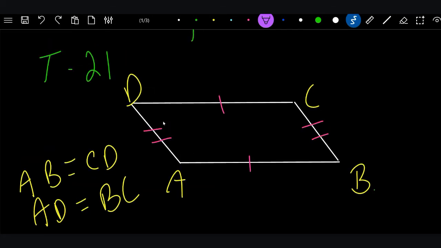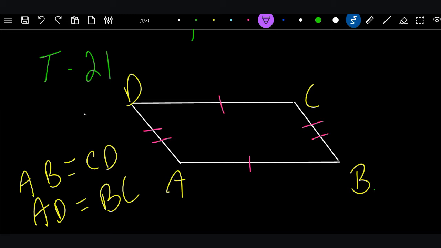All right, so Theorem 21, let's review it real quick, is if you have two opposite sides. Now, don't forget it says opposite sides. So the opposite of CD is AB, and the opposite of AD is BC. So if you have two opposite sides that are equal, and you have two other opposite sides that are equal, then the figure is a parallelogram.